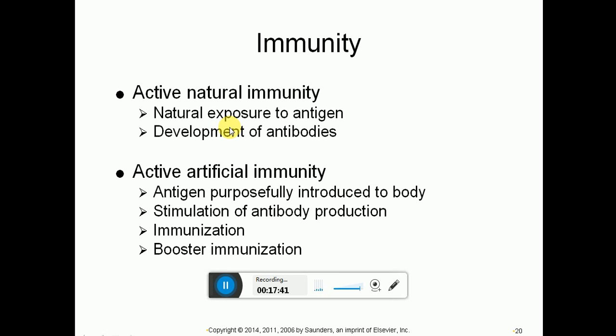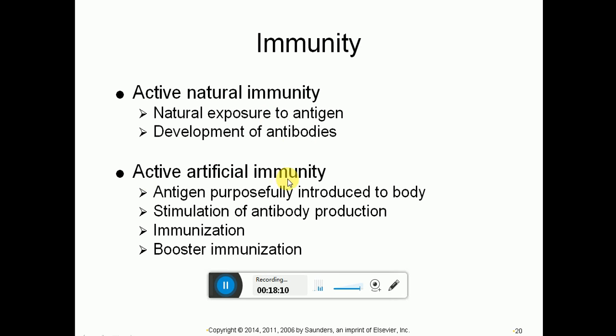Active immunity means that my body or immune system became activated and it actively made the antibodies for protection. If I got that antigen through, say, getting sick, so naturally exposed to that antigen, that would be active natural immunity. Again, natural exposure to antigen through getting sick, and my body made the antibodies.